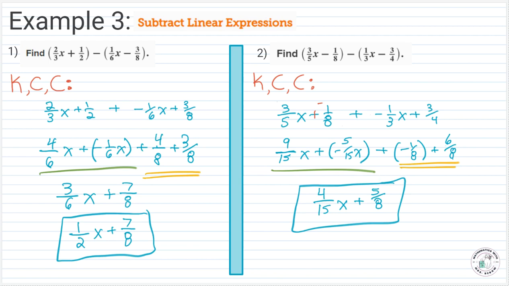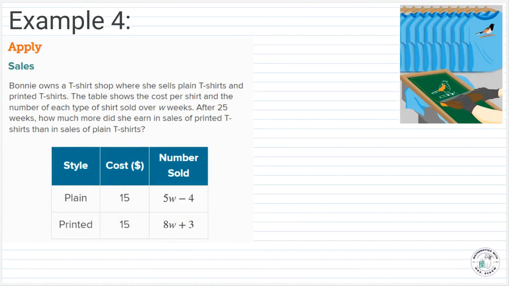All right, so moving into our next example, we have a story problem. This one says that Bonnie owns a t-shirt shop where she sells plain t-shirts and printed t-shirts. The table shows the cost per shirt and the number of each type of shirt sold over W weeks. After 25 weeks, how much more did she earn in sales of printed t-shirts than in sales of plain t-shirts?